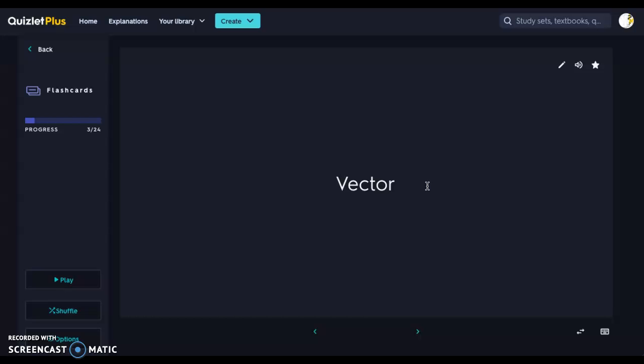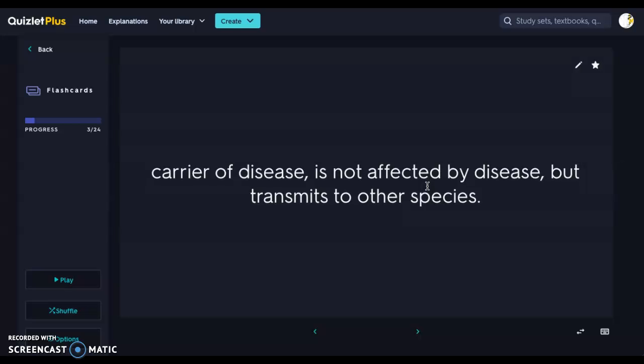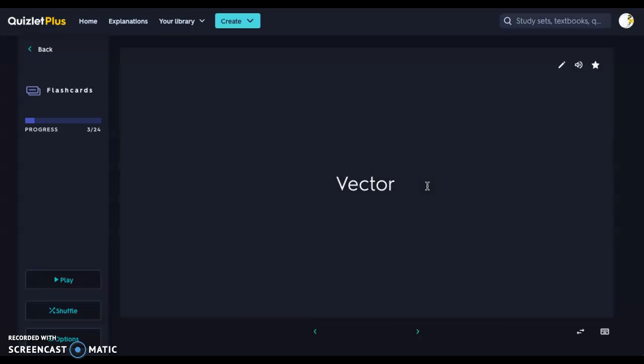Next, we have a vector. When we talk about parasitic infections, there's a whole bunch of different things you can talk about. You can talk about reservoirs and all this stuff, but vector is something that we do want to learn about. A vector is the carrier of the disease. It's not affected by the disease, but it does transmit to other species. And why we talk about vectors here is because mites, fleas, and ticks, when we get to ticks later, and flies tend to be vectors for diseases, or they're carrying diseases. So they're not necessarily affected by them, but they're going to carry them to our other organisms. So that is why it's important to know what a vector is.